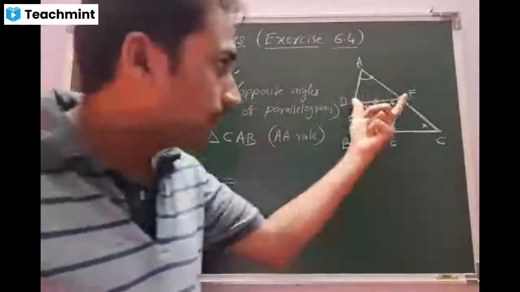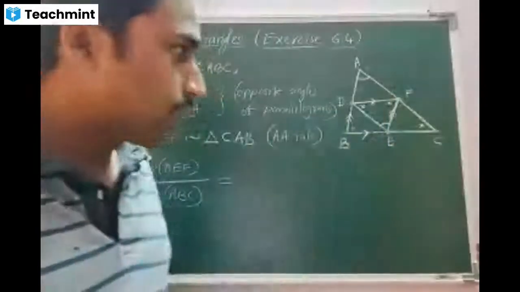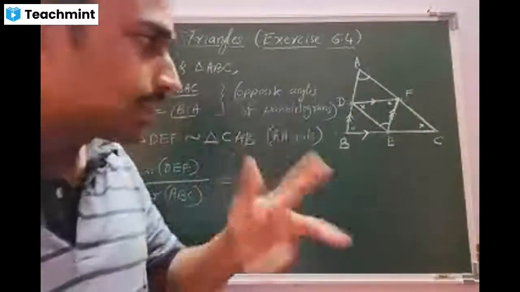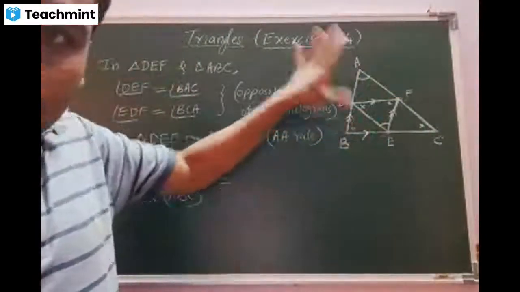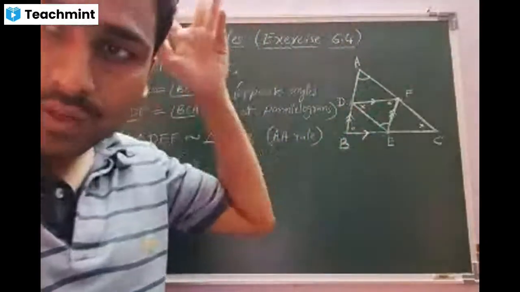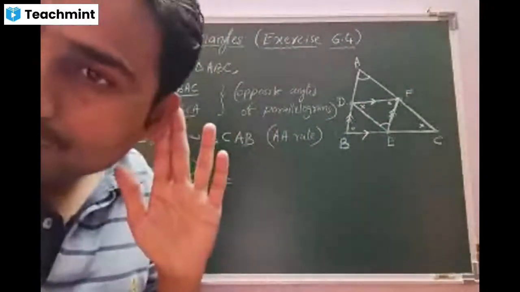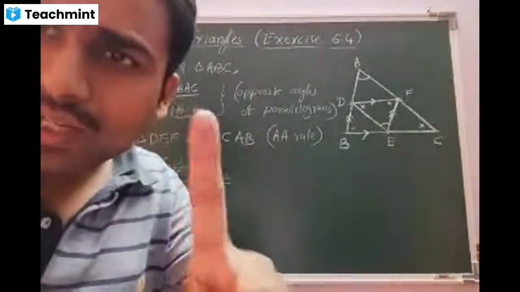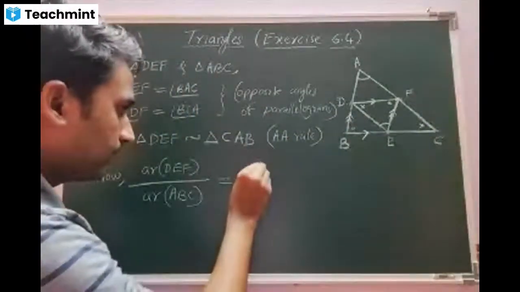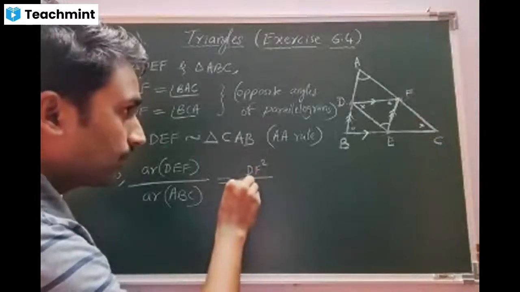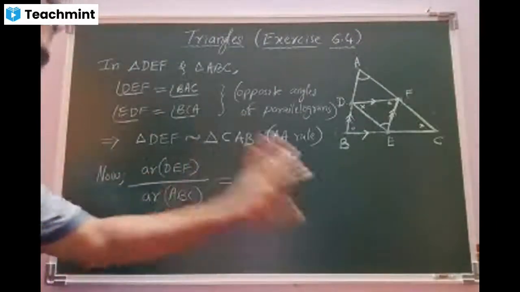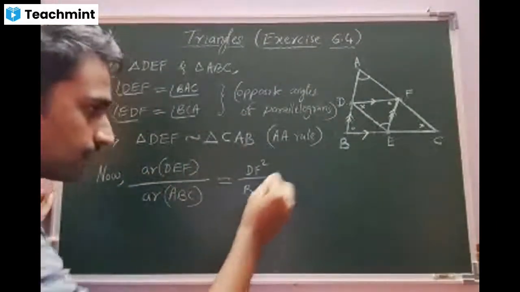What are those? The first one is DF square divided by BC square. Am I correct? Yes, sir. The second one, EF square divided by AB square. The third one, DE square divided by AC square. Correct, beta? Out of three, you can write any one. I'm going for DF square by BC square. Okay, beta? Wait for a while. Any doubt in this one?